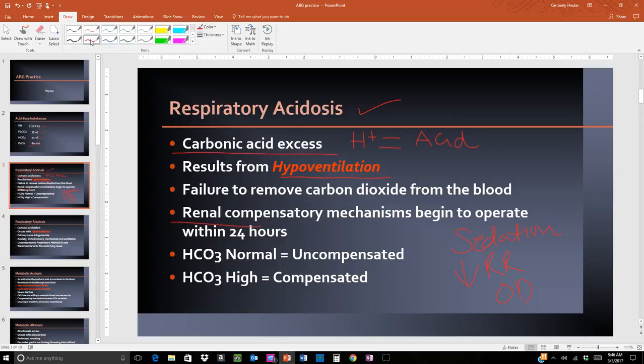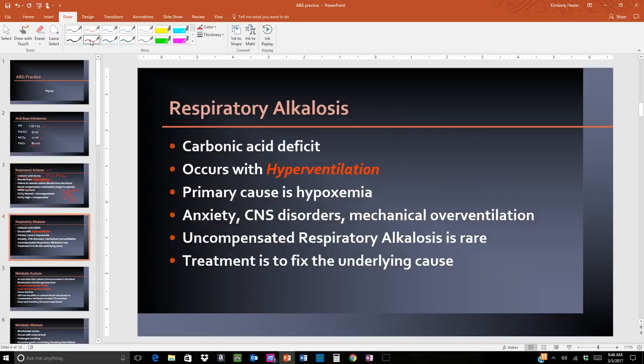Now, the very opposite of respiratory acidosis is respiratory alkalosis, and that is the exact opposite. That means that there's not enough of the carbonic acid, so there's not enough of those hydrogen ions, and this occurs with hyperventilation. So this actually isn't too common in regular patients. You'll see this a lot in patients that are on the ventilator and their respiration rates have been set too high. All right, so we've got a high respiration rate.